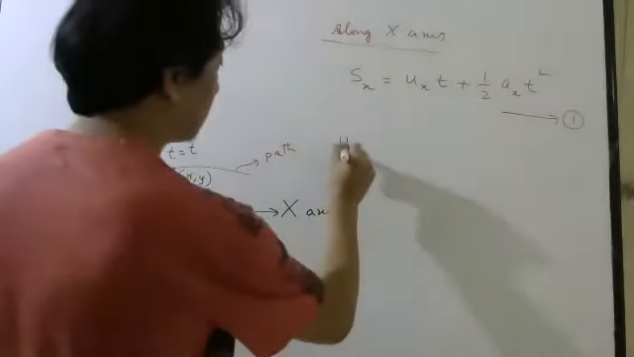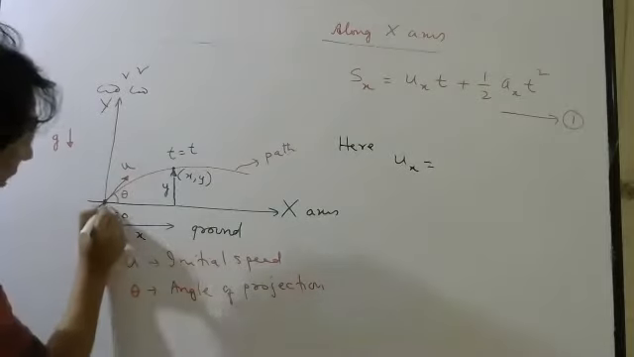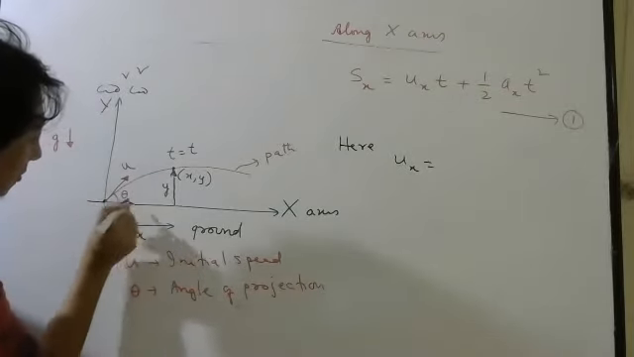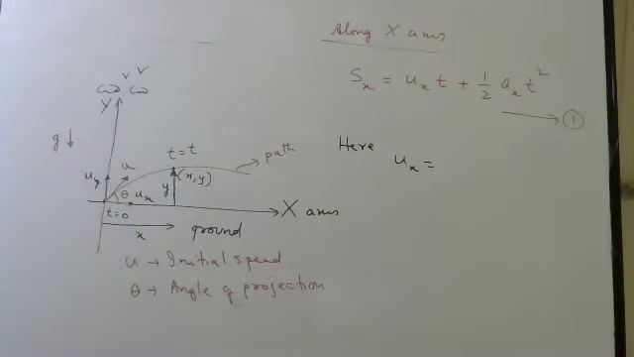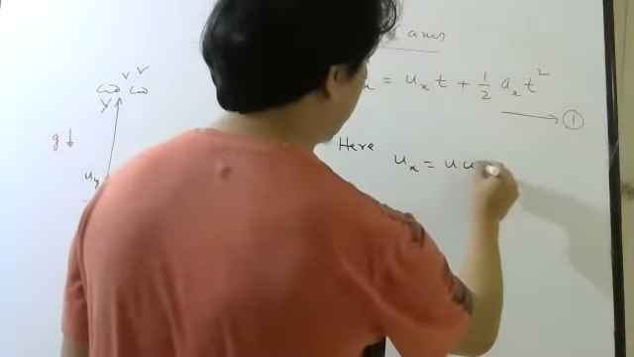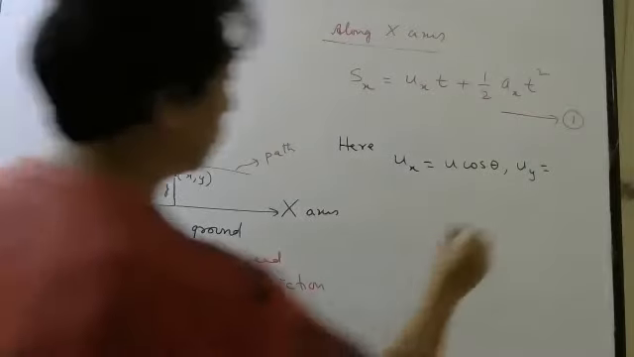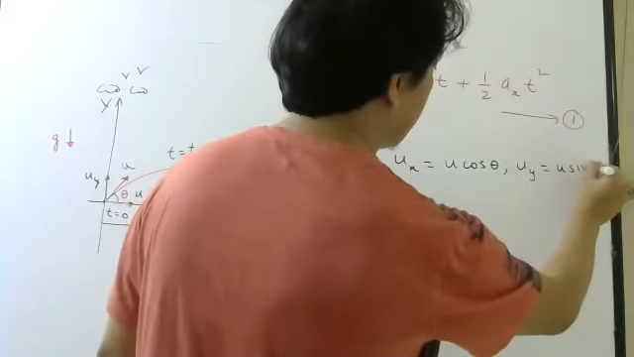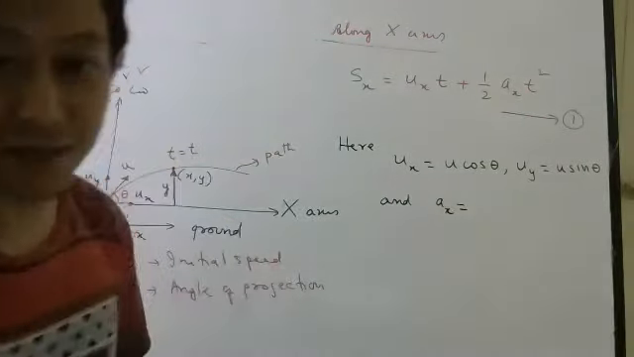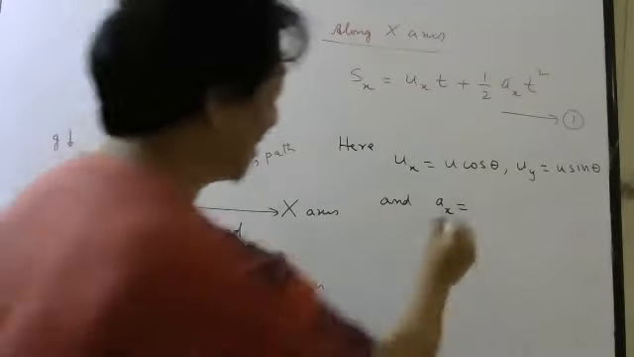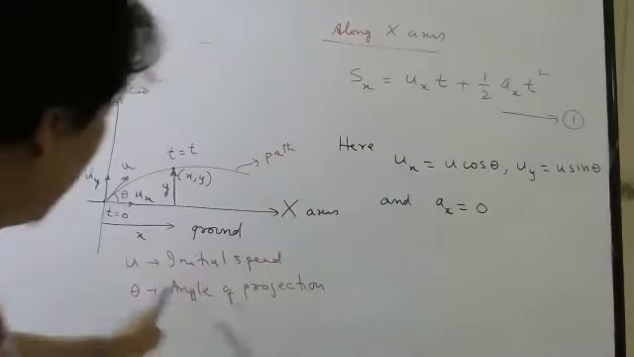Now here, what is ux? You can see u is at some angle, so I can take two components. One here will be ux and one here will be uy. Understood? So ux will be u cos theta. Uy, this component, will be u sin theta. Right? And what will be ax? You have answered already, no need to answer: 0. So we know ux is u cos theta, because u and theta will be given to you.